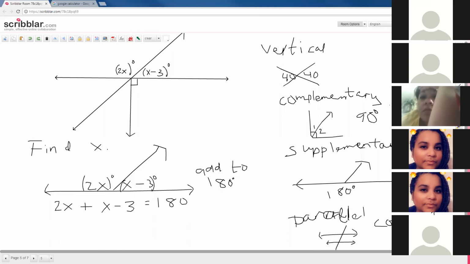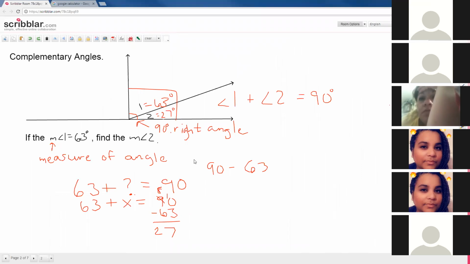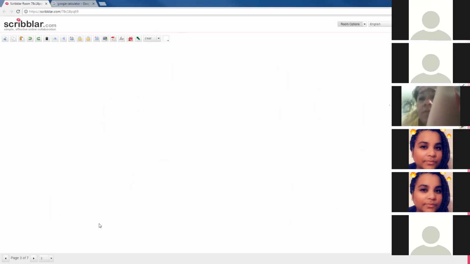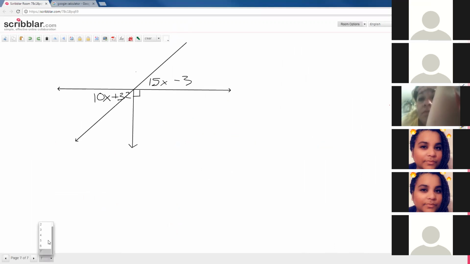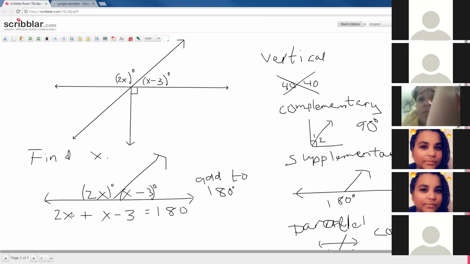It is just like, so I'm going to go back to our supplementary page really quick. It's just like we set up here. Nope, sorry, complementary. Supplementary. We set up x plus 24 equals 180. It's just a little more complicated this time. So we had to do the 2x plus x minus 3 equals 180. So now we've got to go through the process of solving this equation. This is a more complicated equation to solve. When we're solving equations, our first step is to always combine any like terms we have.